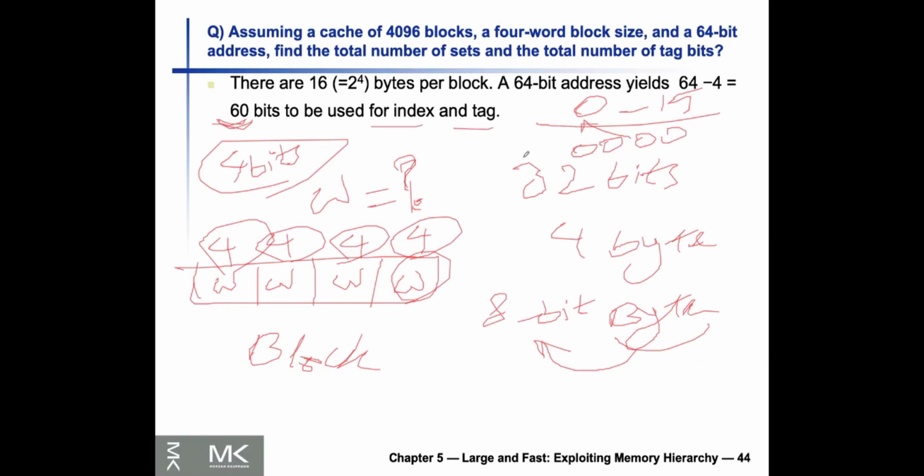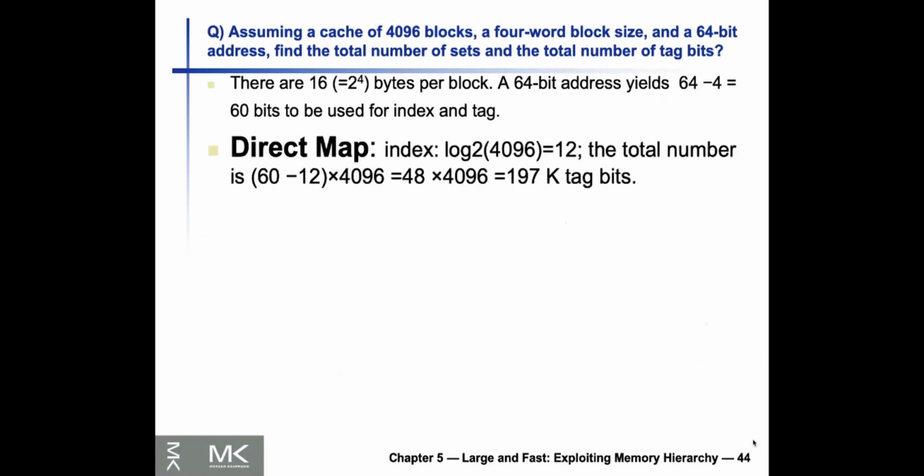Now, depending on the cache architecture, I need to figure out what are the indexes and what are the tags. That's all. Let's go to this. Then you have direct map, 4096 blocks. The log of that would require 12 bits. 60 bits remained out of 64, so minus 12, multiplied by the number of blocks. That would be the size.